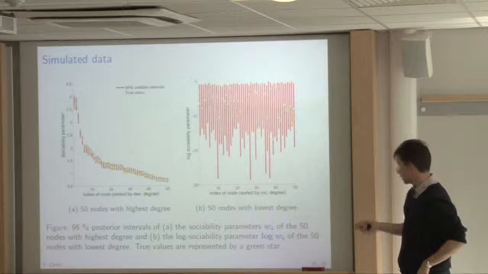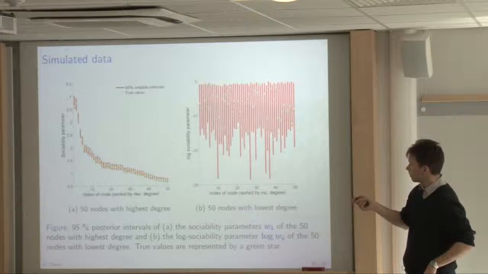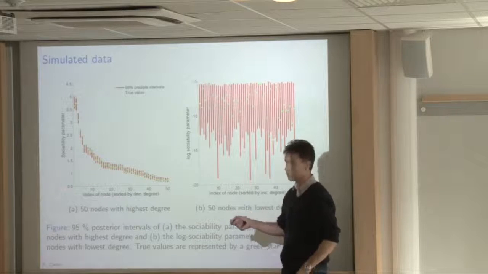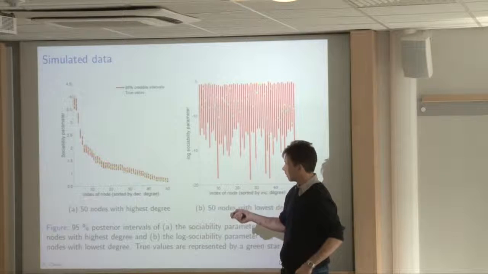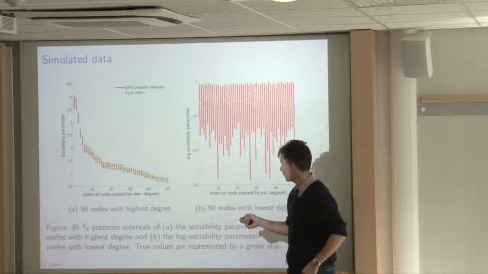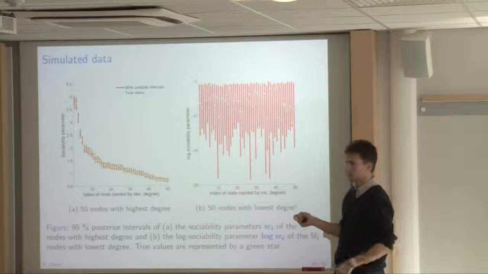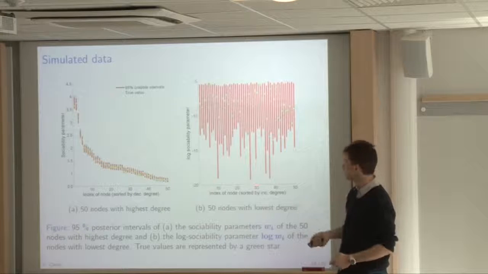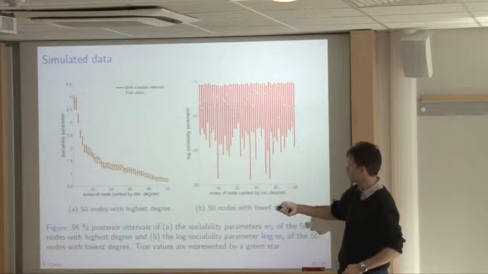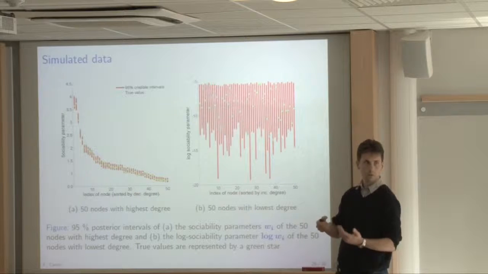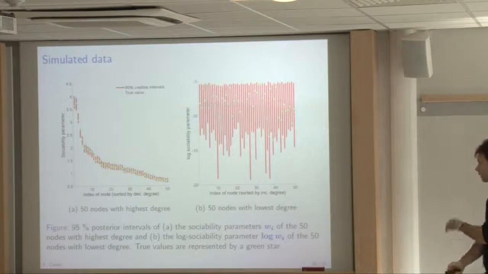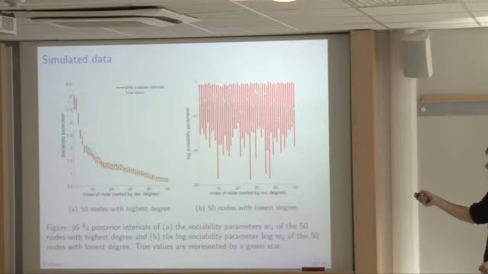And so here are some posterior credible intervals for the nodes. On the left, it's the nodes with the top 50 highest degrees, and on the right, the nodes with the lowest degree. Because the graph is power law, all of those nodes have degree 1. Here it is on the log scale, just to show that we managed to get those credible intervals quite accurately, both for the high degree nodes and for the low degree nodes.